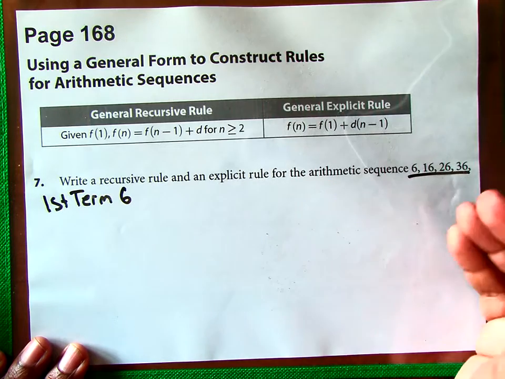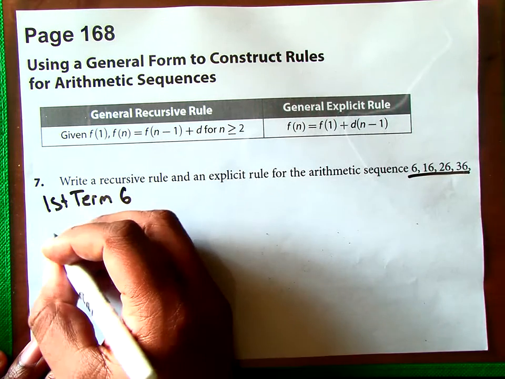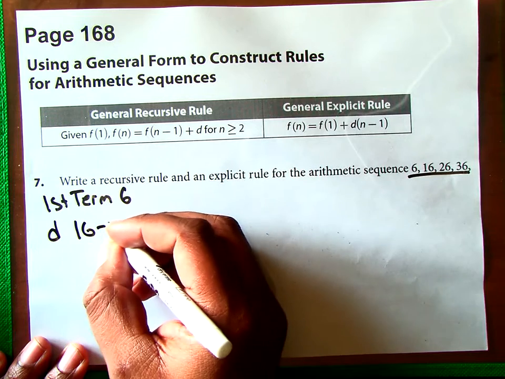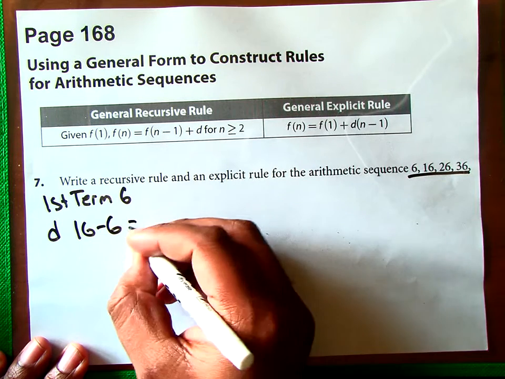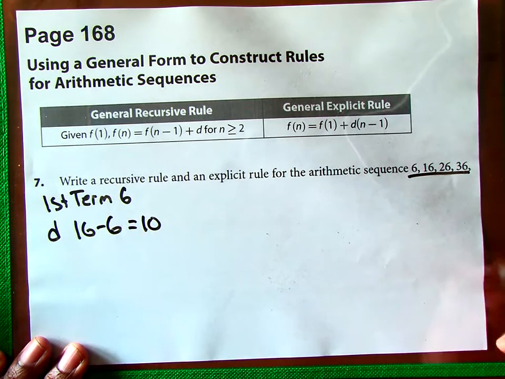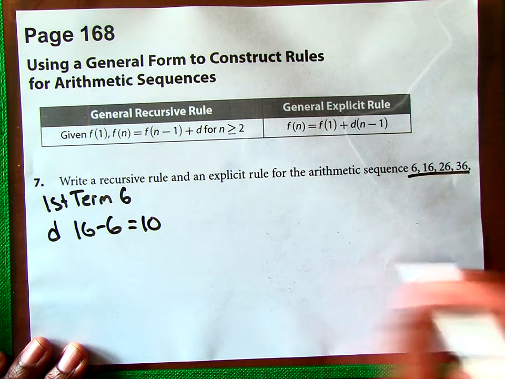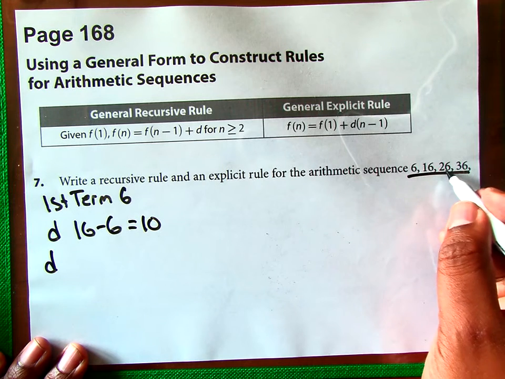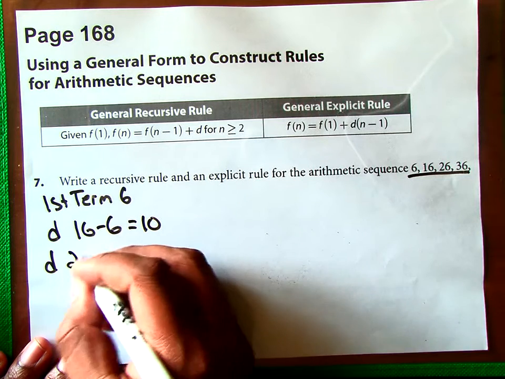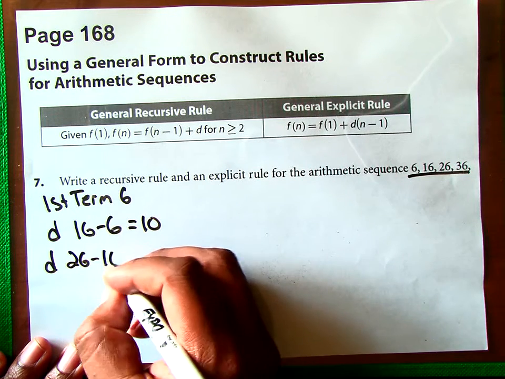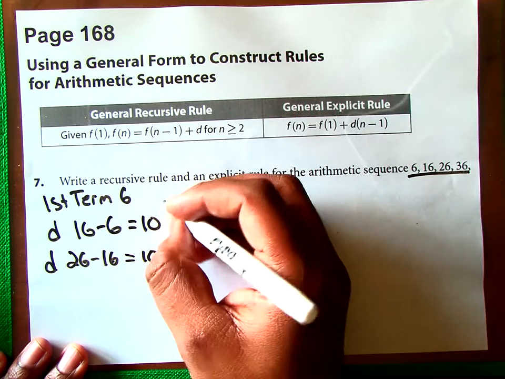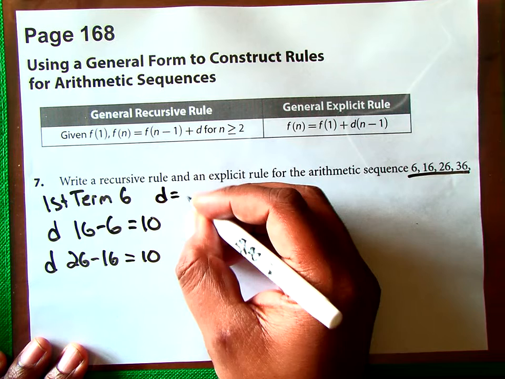So I'm going to do the next one minus the previous. So the common difference should be equal to 16 minus 6, which is 10. And then just to double check to make sure they all have the same common difference, 26 minus 16. 26 minus 16 is also 10. So my common difference is 10.